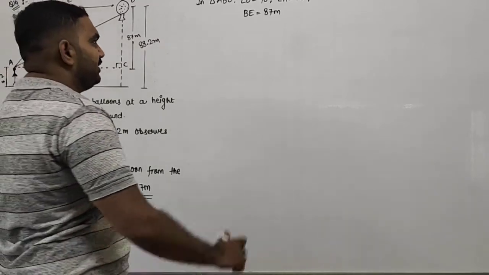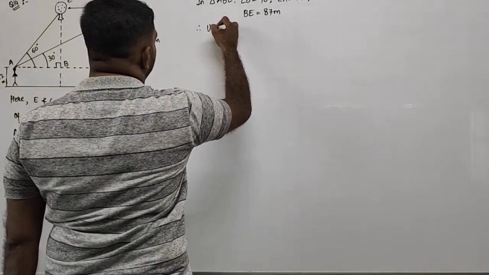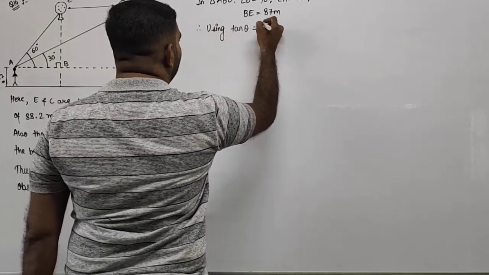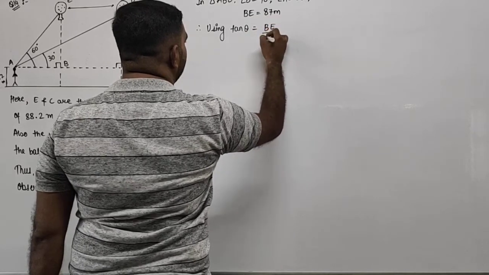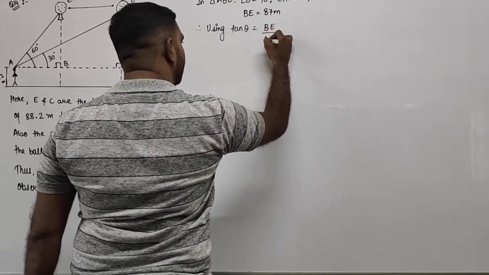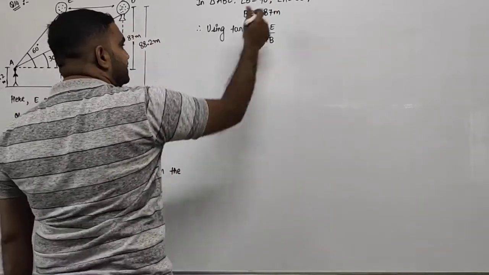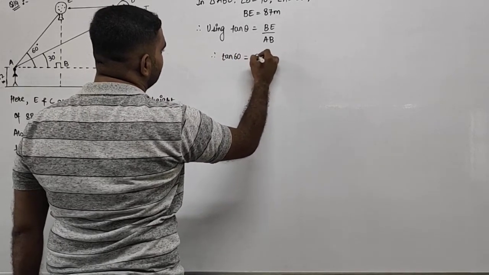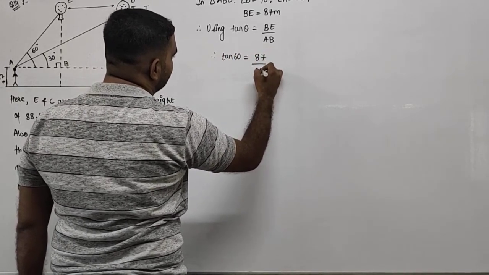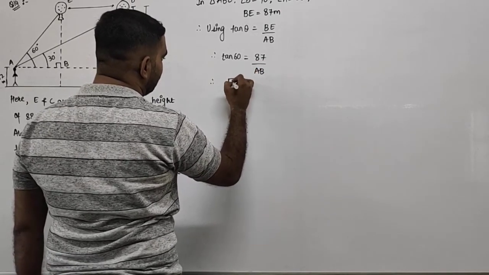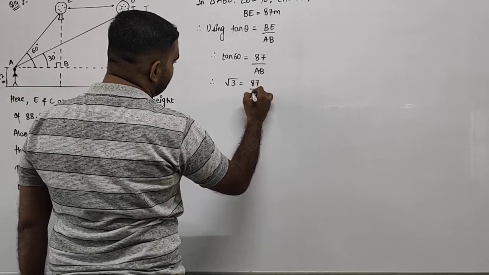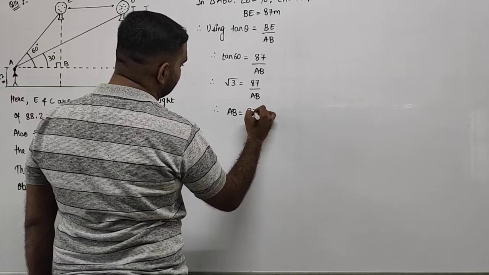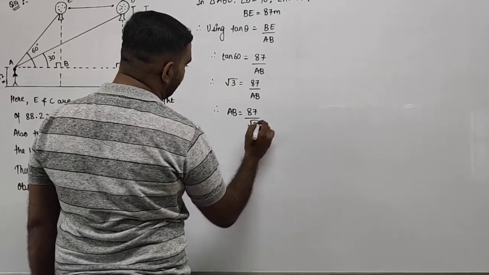This BE will also be 87 meter. Therefore using tan theta is equals to BE upon AB. Theta is given as 60, therefore tan 60 is equals to 87 upon AB. Tan 60 is √3, so √3 is equals to 87 upon AB and hence AB is equals to 87 upon √3.